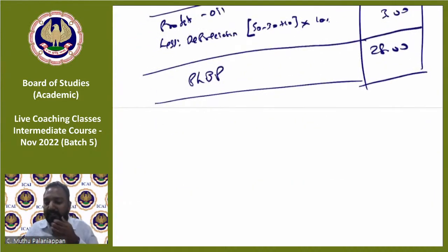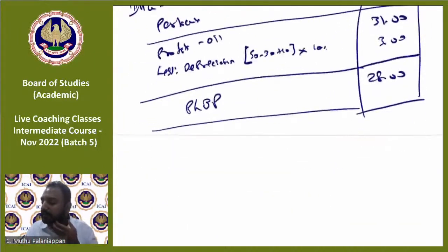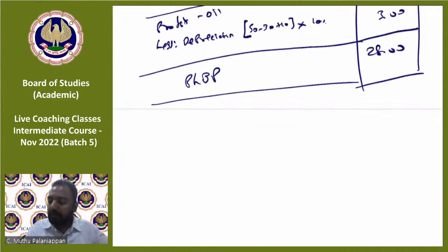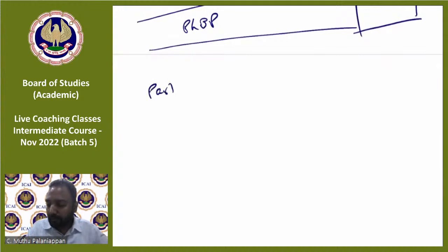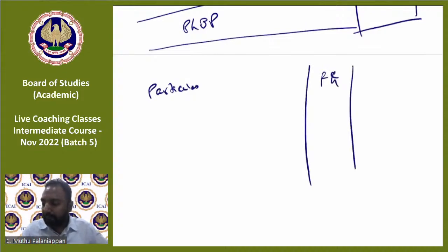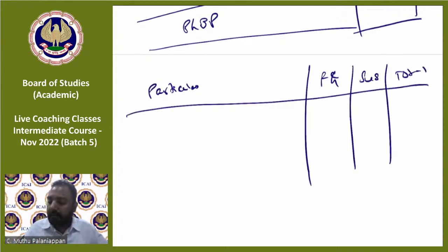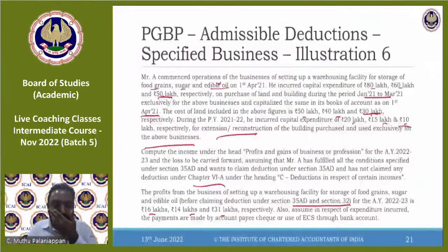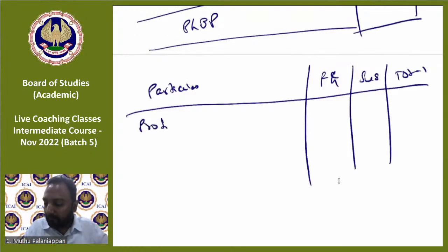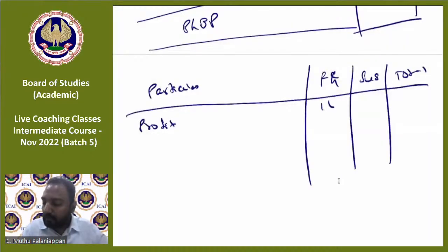Now we need to calculate the exempt related. How much of 35AD is exempt, correct? So for this, we'll have to do it for two businesses. Particulars: food grain, sugar, and then let's keep it as total. So we are saying the total profit from the business. So we'll have to start from the profit. So profit for food grain is 16, this is 14. So 16, 14, 30, correct?